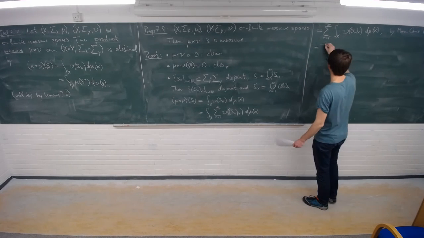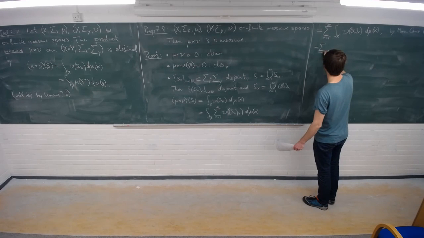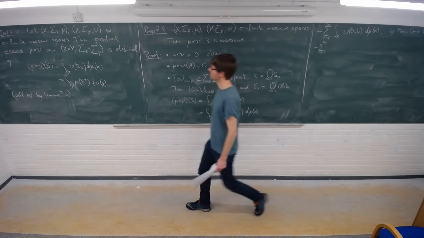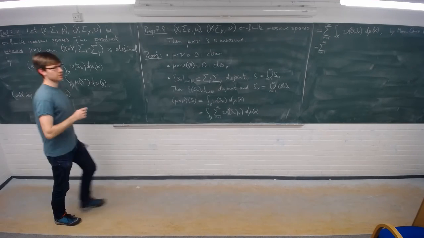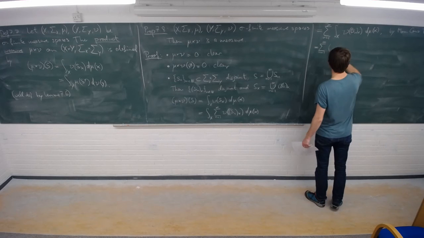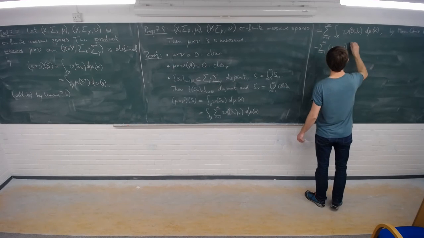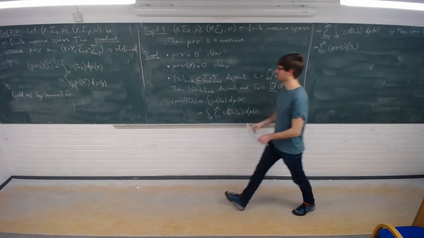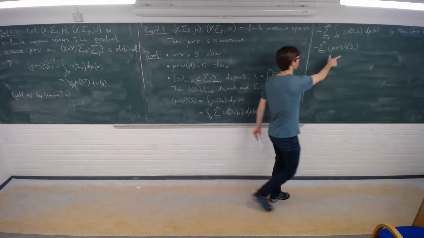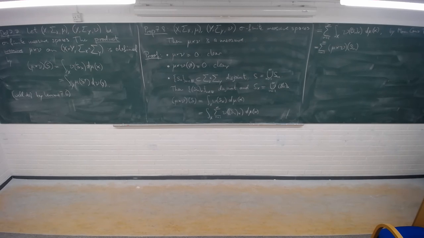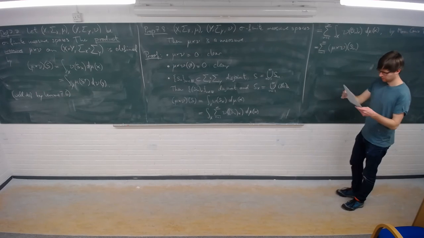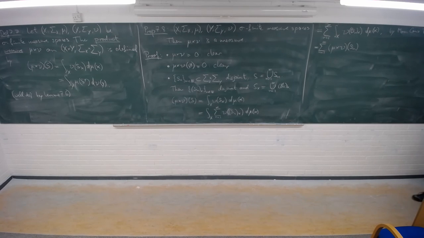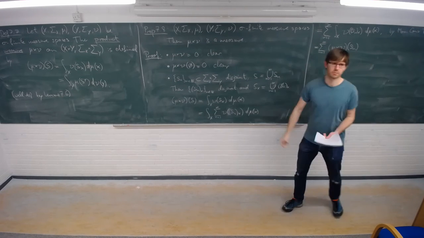And now this is it. By definition, this integral inside the sum is just mu times nu applied to Sn. So we have exactly this countable additivity formula that we wanted to prove. And that's it. So this proves that mu times nu is actually a measure.